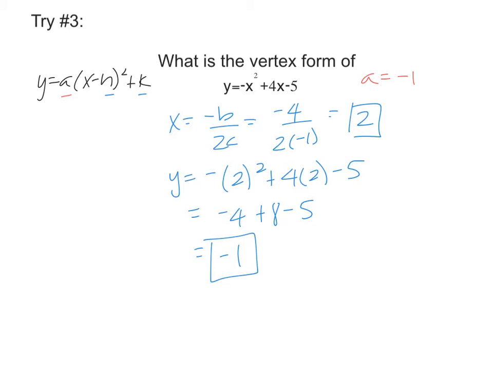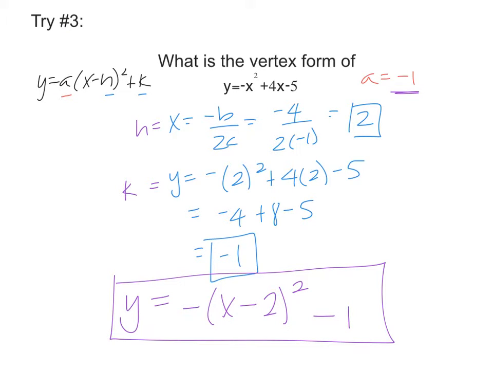So if I substitute all that information back in, our final answer will be y equals negative 1, or you can just say negative, parentheses x minus h, which is 2, because remember, that's the same thing as h, squared plus k, which is the same thing as k, which is negative 1. So I'm going to get rid of the plus and just make it minus 1. So this is our final answer at the bottom. Let's move on to our next example.